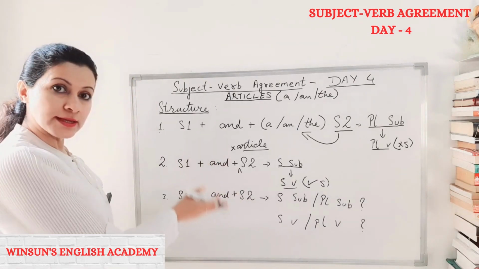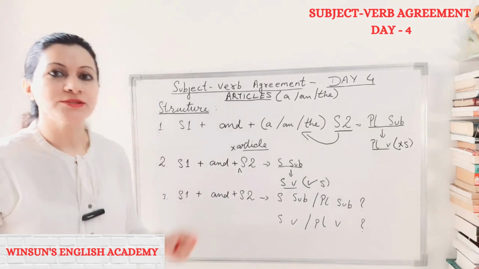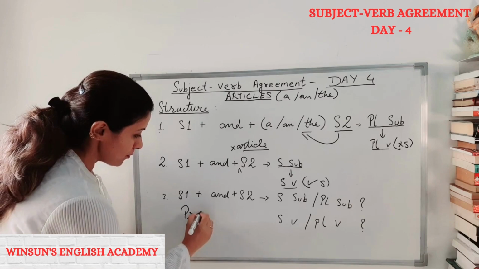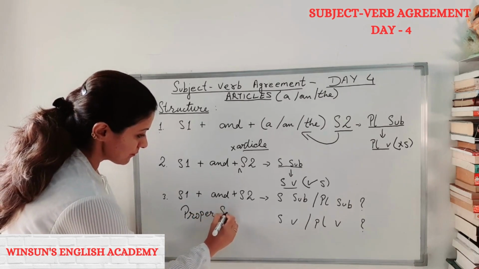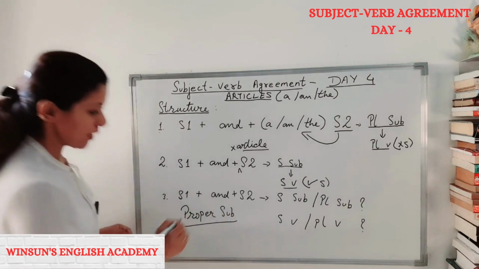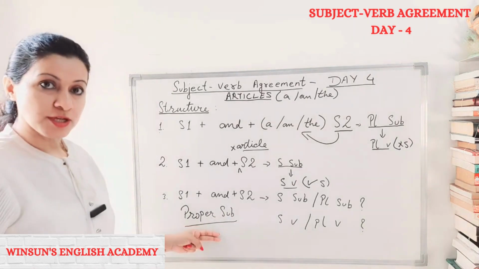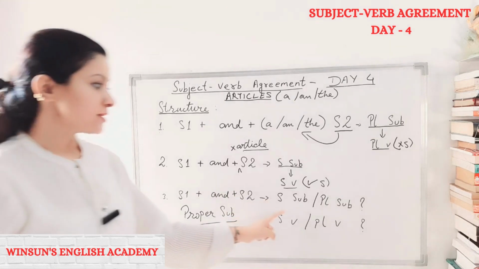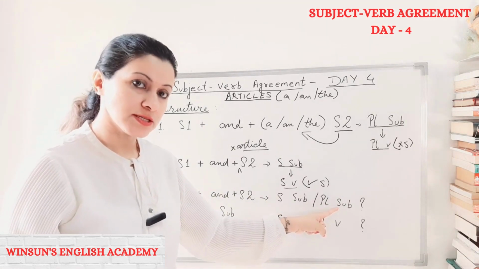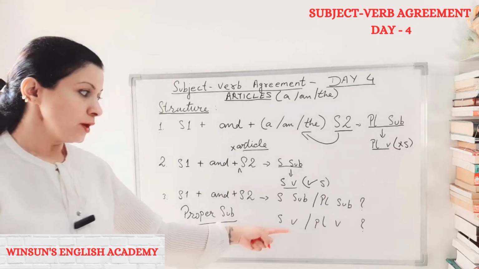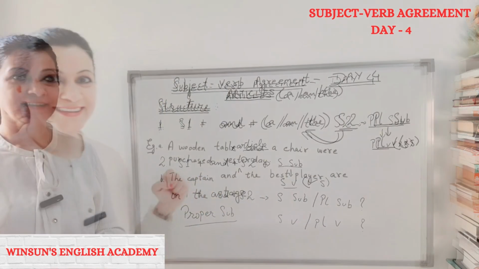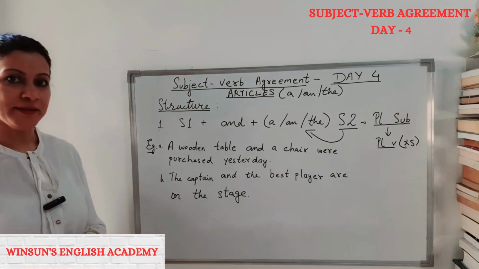Okay, now the third rule is when we have subject 1 plus and plus subject 2. They look similar, right? But there's a teeny difference here. This we are going to learn about the proper subjects. So when we have proper subjects, 2 proper names, then do we consider them as singular subject or plural subject? Or do they take singular verb or plural verb? Let's understand these.